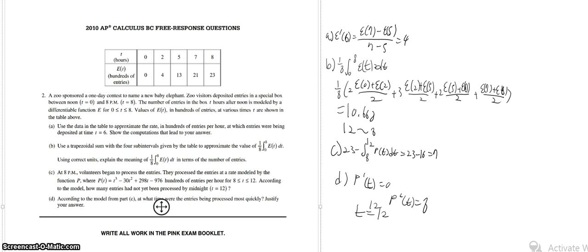I'll explain this. 1/8 times the quantity 2 times (E(0) + E(2))/2, plus 3 times (E(2) + E(5))/2, plus 2 times (E(5) + E(7))/2, plus (E(7) + E(8))/2, equals 10.668.